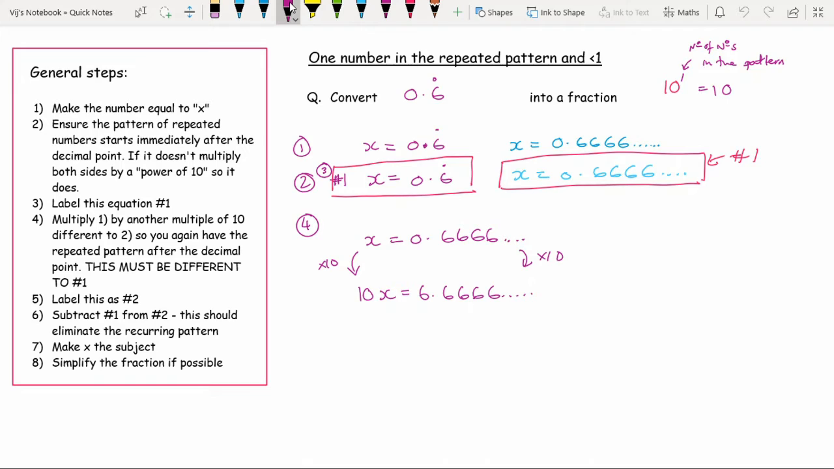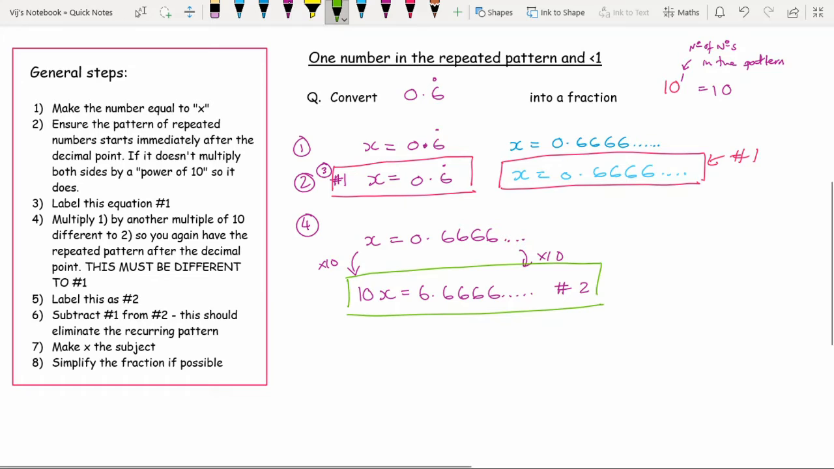It doesn't really make a difference, but when we move on to the next stage, hopefully it will make a bit of sense. So now, I'm going to label this as hashtag 2. Hopefully I've not lost you. So now we've got 2 equations. Step 6 is where we need to subtract the 2 equations. So this is step 5. Step 6 is we're going to subtract hashtag 2 from hashtag 1.